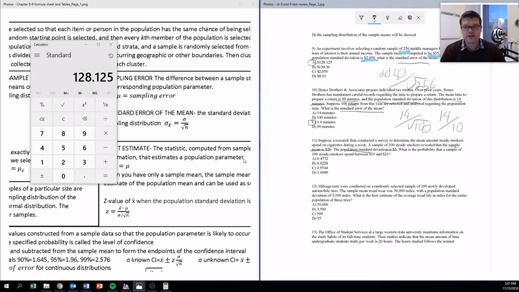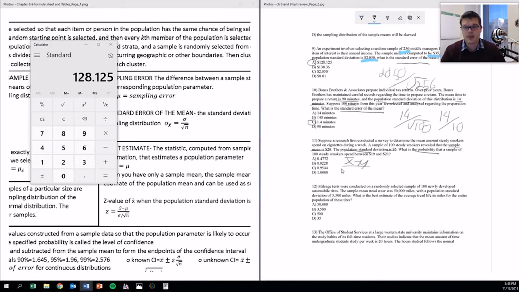So we've got all of this information. What is the probability that a sample of 100 steady smokers will spend between $19 and $21? So we've got the mean, and we're going to use this formula, x bar minus mu over, what should we use?